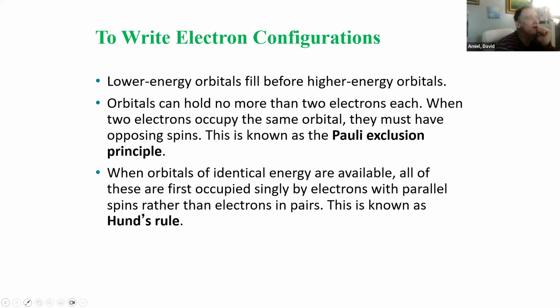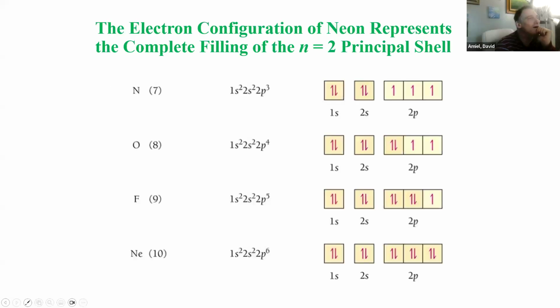Okay, we talked about the Pauli exclusion principle. They have to have different spins. And we talked about Hund's rule. Here is nitrogen: 3 electrons in the px, in the py, and the pz. Oxygen, you pair up the px orbital, and we look at neon, which has all its shells filled and is a noble gas.